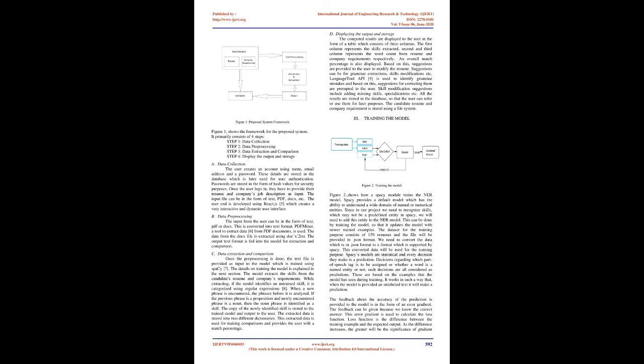3. Training the model. Figure 2 shows how a spaCy module trains the NER model. spaCy provides a default model which has the ability to understand a wide domain of named or numerical entities. Since in our project we need to recognize skills, which may not be a predefined entity in spaCy, we will need to add this entity to the NER model. This can be done by training the model, so that it updates with newer trained examples. The dataset for the training purpose consists of 150 resumes, and the file will be provided in .json format. We need to convert the data which is in .json format to a format which is supported by spaCy. This converted data will be used for the training purpose.